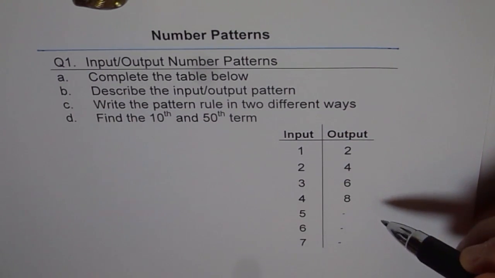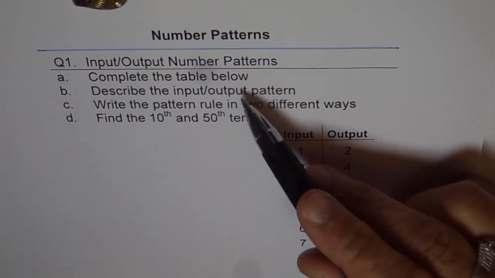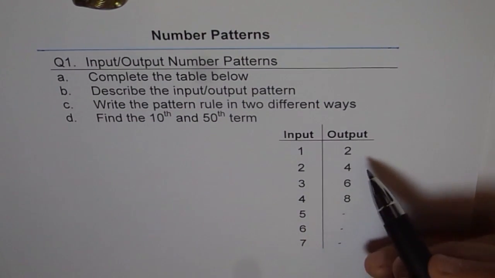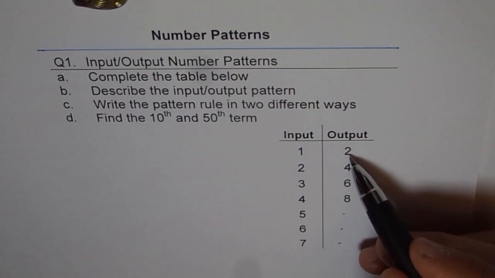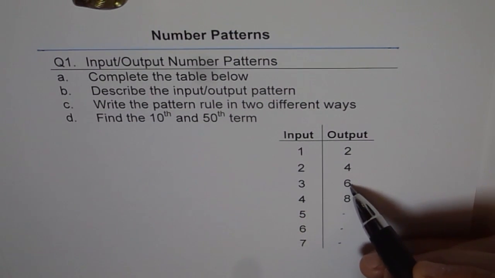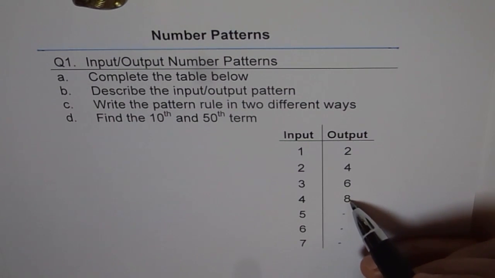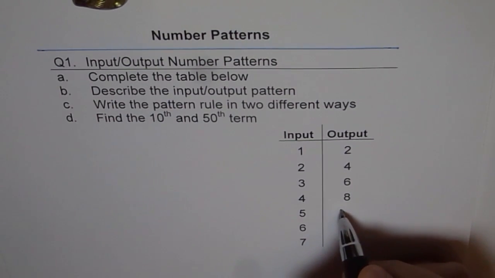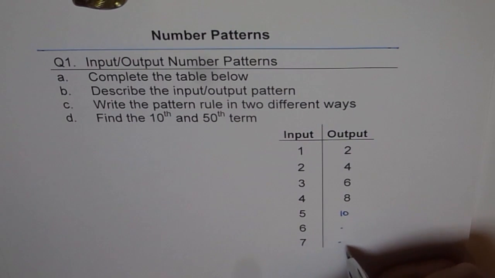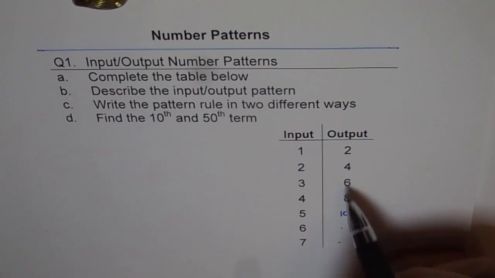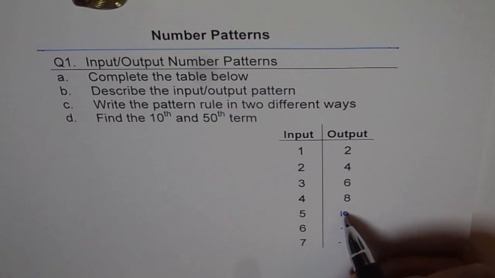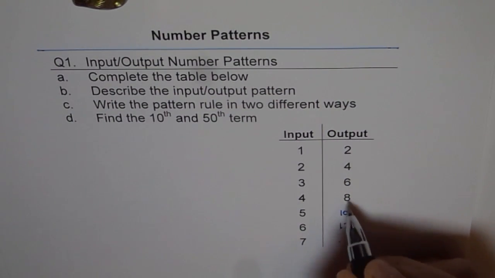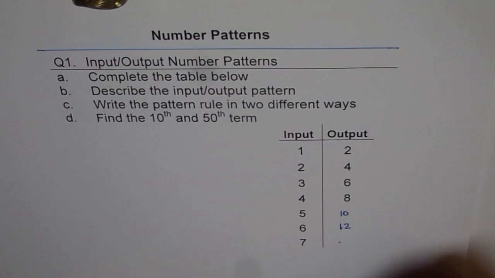Here are my solutions. First, complete the table below. So when I see the pattern, output, it is 2 plus 2 is 4, plus 2, 6, plus 2, 8, plus 2 should be 10. And so I get a set of even numbers. Do you see? 2, 4, 6, 8, 10, 12. Like this, I can move on, correct?